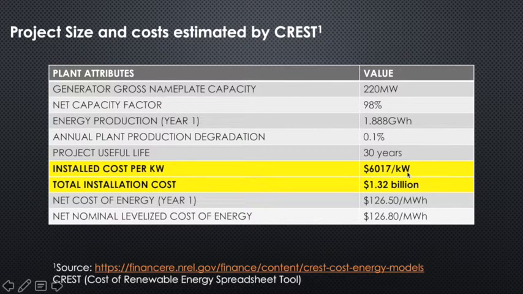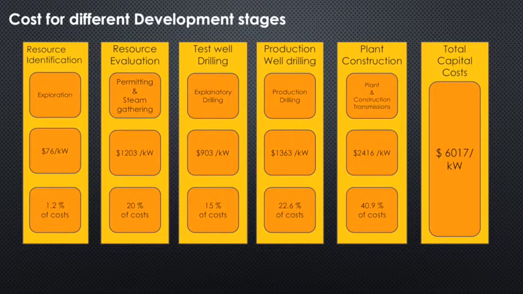Let us look at how this cost breaks down across different categories for the different developmental stages in the project, such as resource identification, that is associated with 1.2% of the cost, resource evaluation including permitting and steam gathering, that is associated with 20% of the cost, test well drilling, that is exploratory drilling, that is associated with 15% of the cost, production well drilling, that is associated with 22.6% of the cost, and plant construction including transmission line installation is the highest contributing factor here with almost 41% of the cost.